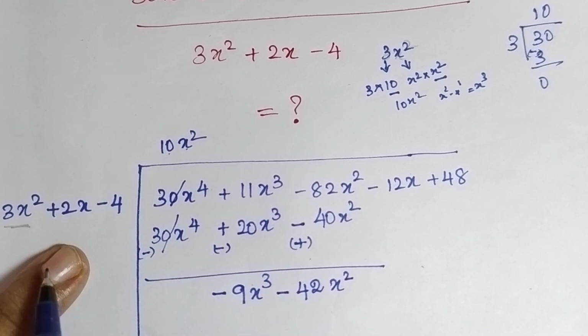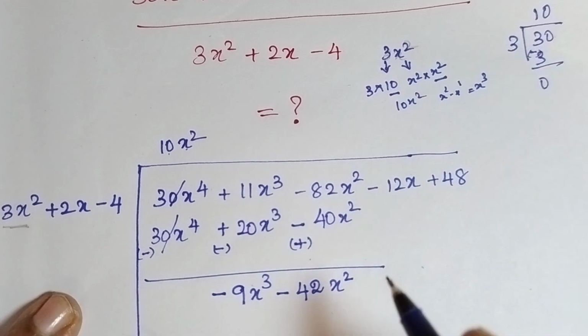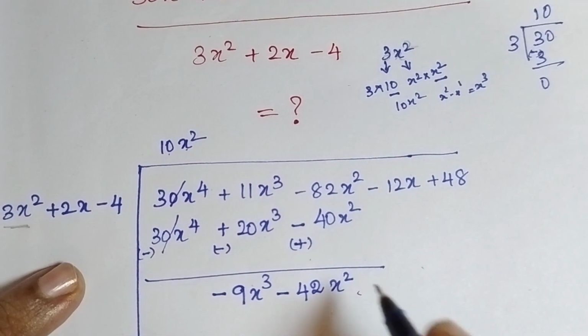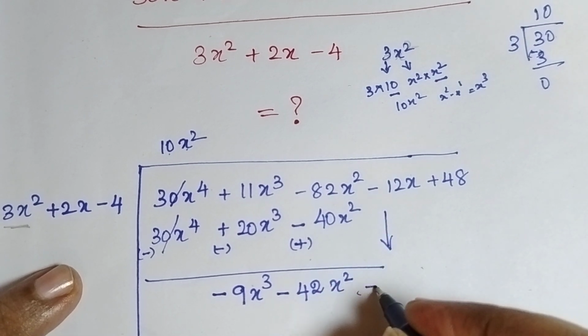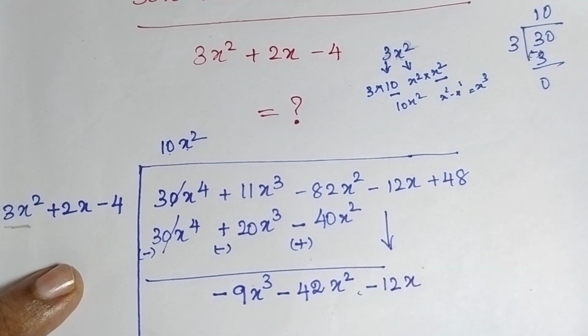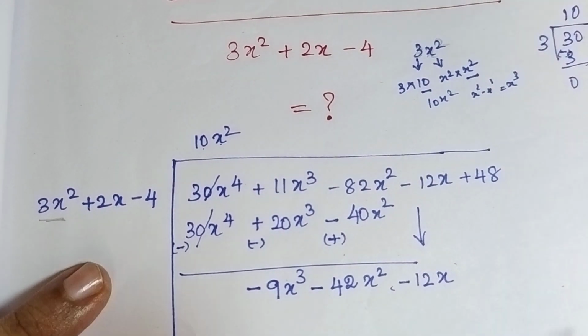So if you see here, how many terms are there? 1, 2, 3. Here 3 terms. So in this also I have 3 terms. Therefore I am going to drop the other term down. Okay. Let's move to the second term.